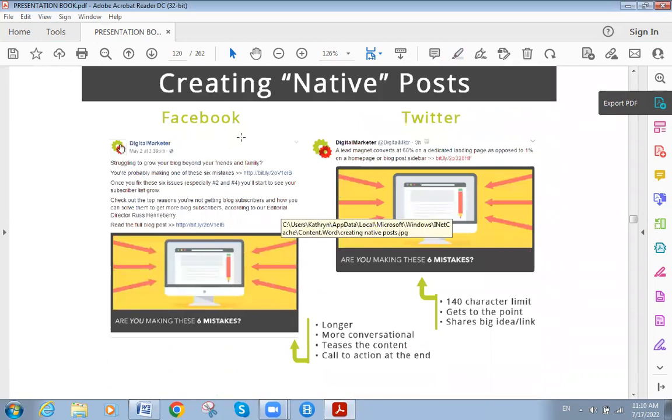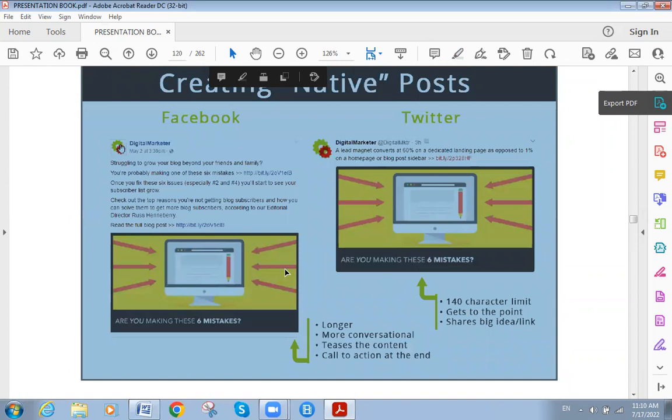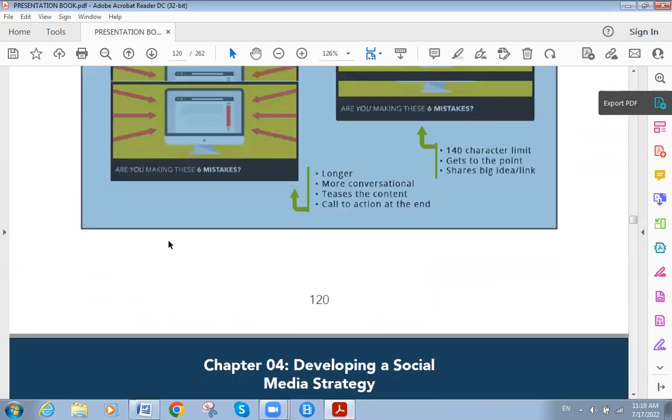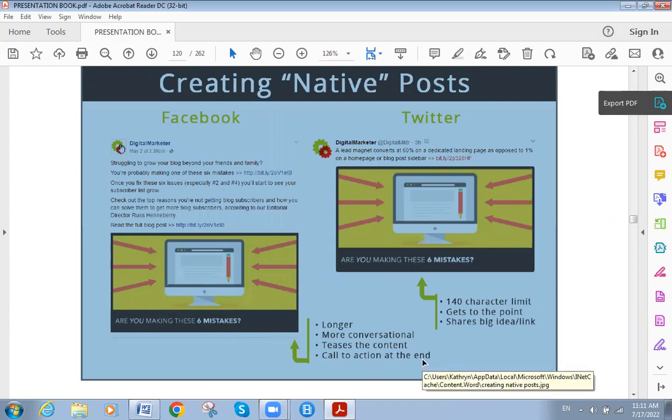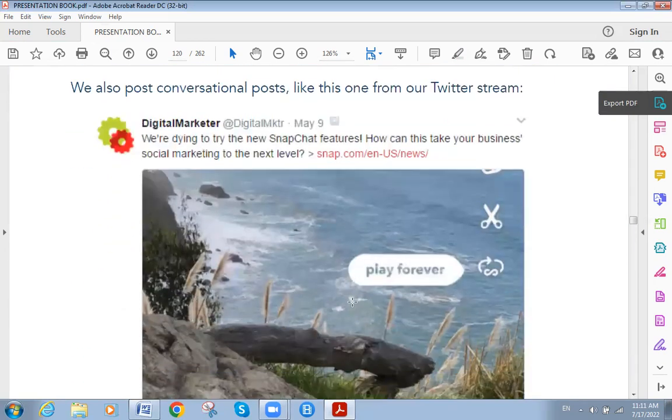Social networking, including Facebook and Twitter. For Facebook, for example, we find it longer, more conversational, teasers of the content, and a call to action at the end. Twitter, here you can see the 140 characters limit, gets to the point, shares big ideas or links.